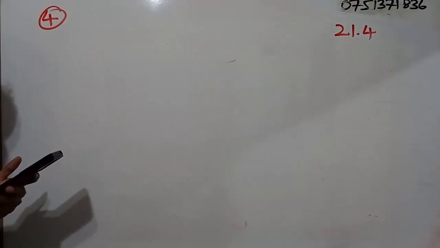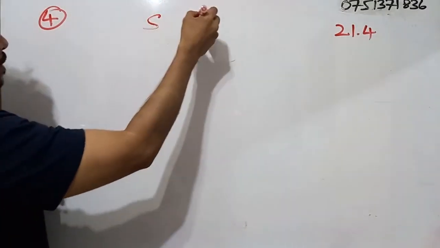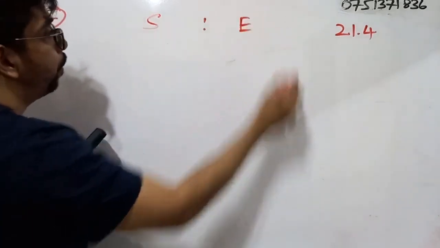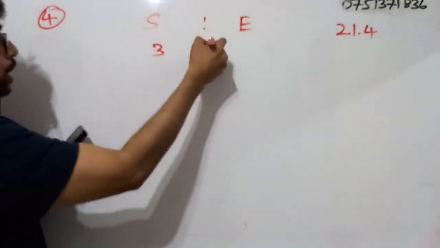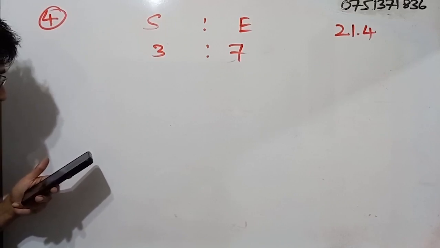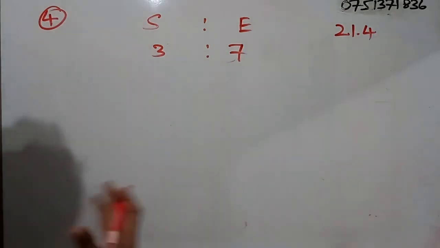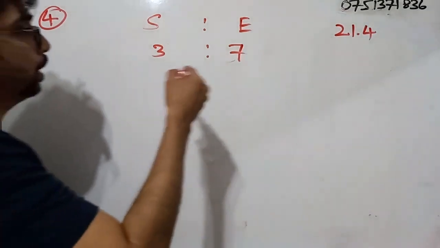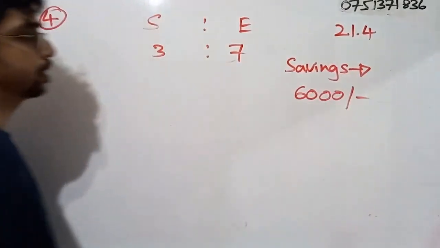Question number 4. Mr. Pereira's saving to expenditure ratio is 3 to 7. So I'll put S for saving and E for expenditure. So the ratio is 3 to 7. If his savings during a certain month was 6,000 rupees, how much money did he spend that month? Here also we can calculate the value of 1 part. The savings that has been given to us is what? 6,000 rupees.